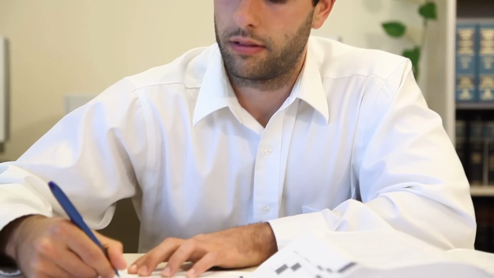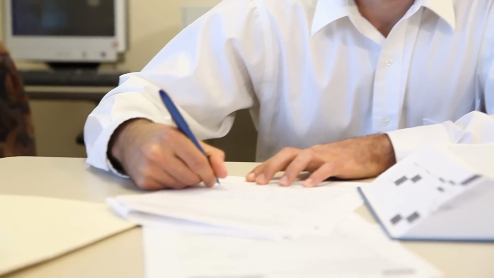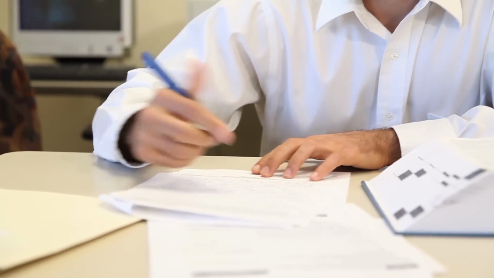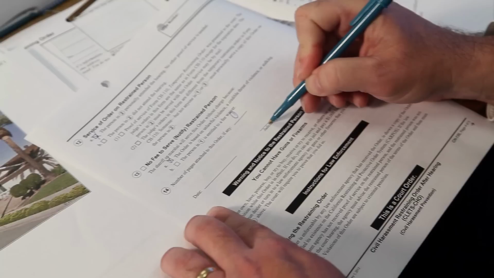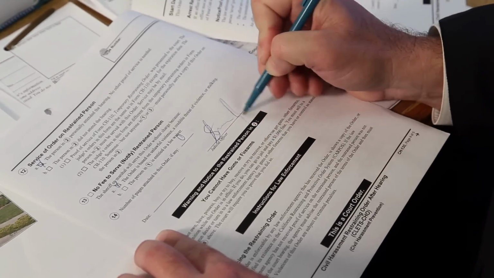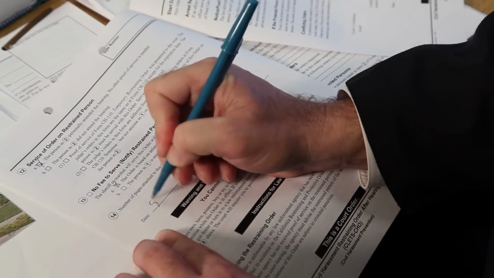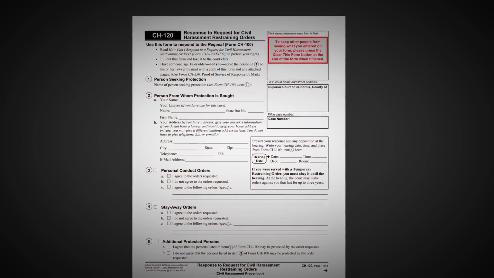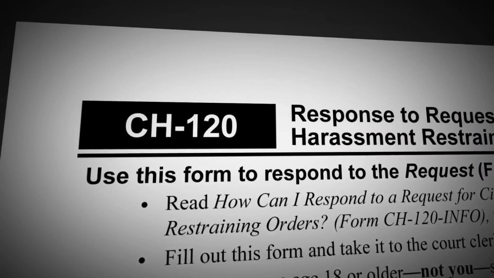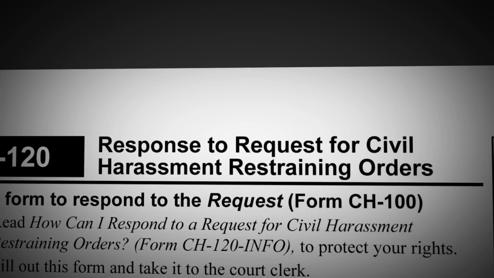You can respond to the request for permanent restraining orders in writing before the hearing, in person at the hearing, or both. It is best to attend the hearing even if you respond in writing so that you can explain your side of the story and answer any questions that the judge has. But if you do not respond in either way, the court may make permanent restraining orders without any information about your point of view. To respond in writing, fill out Form CH-120, Response to Request for Civil Harassment Restraining Orders.